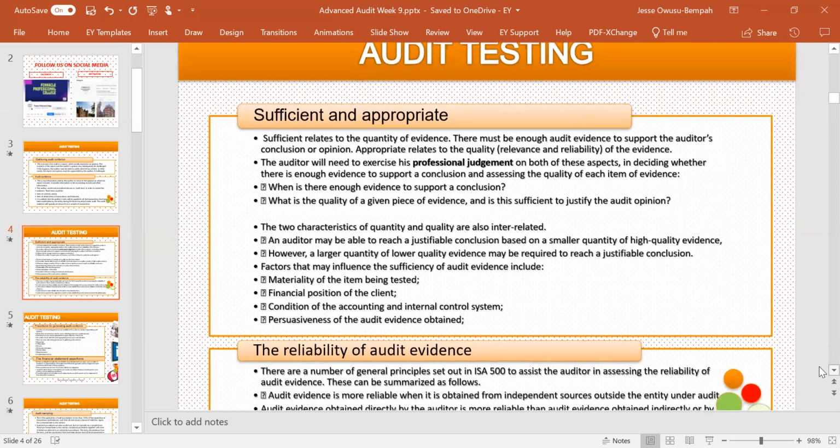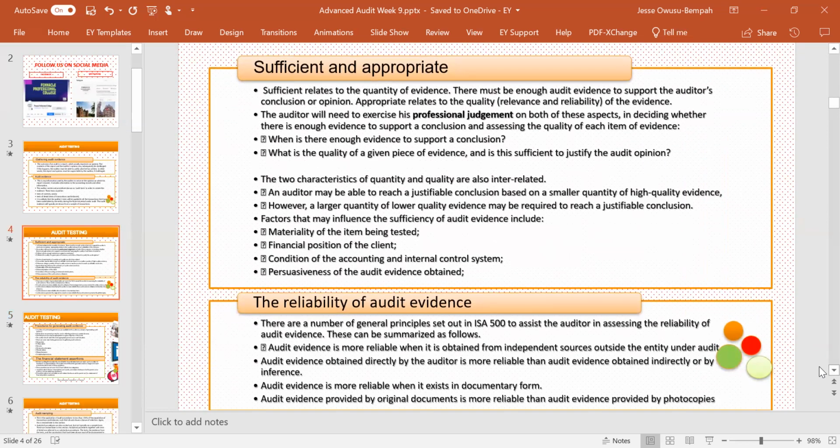Now, let's talk about the reliability of audit evidence. Reliability relates to quality and relates to appropriateness. There are a number of general principles set out in ISA 500 to assist the auditor in assessing the reliability of audit evidence. These can be summarized as follows. So audit evidence is seen as reliable when it is obtained from independent sources, right? So when you get the bank balance of a client from the bank itself, because it's coming from an independent source, it's seen as more reliable.